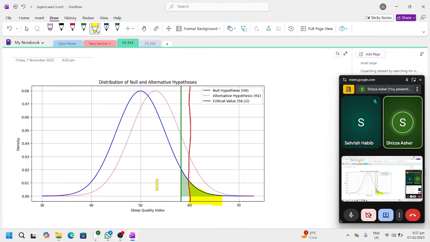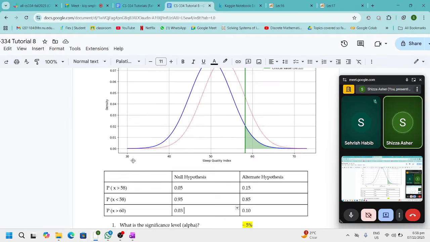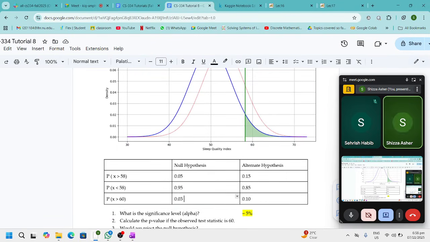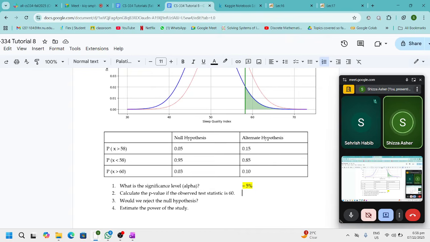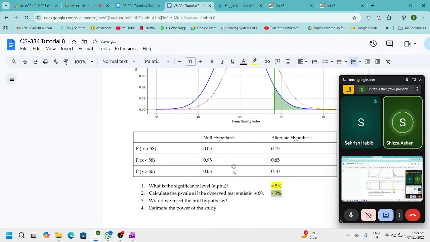Now what is this essentially? This is the area under my blue curve, which is my null hypothesis curve. This is the area under the null distribution that is greater than the observed test statistic. This is the observed significance level. And this value is given to you as 0.03. So this is equal to 3%. Are there any questions up until this point?